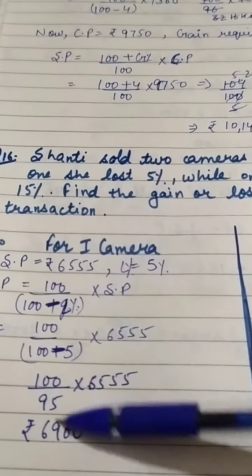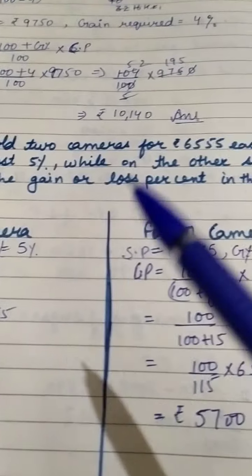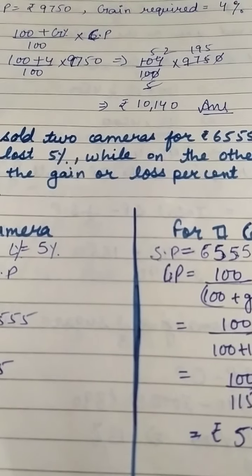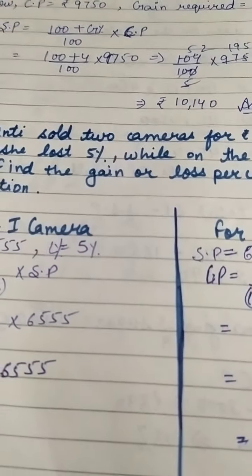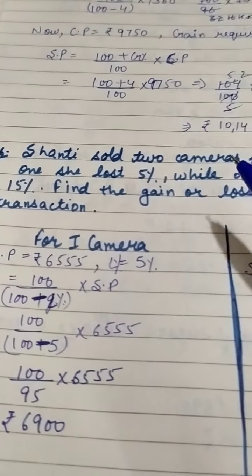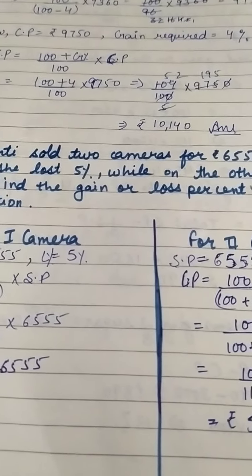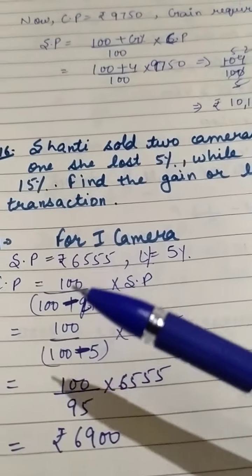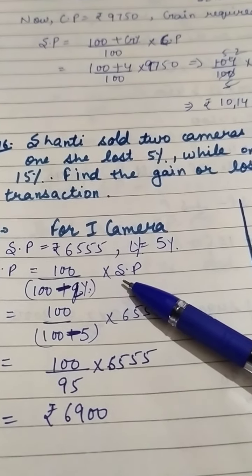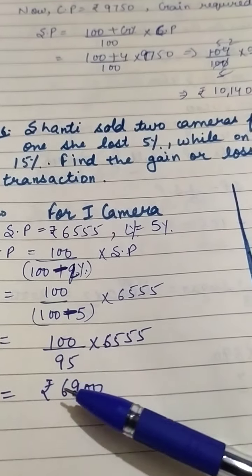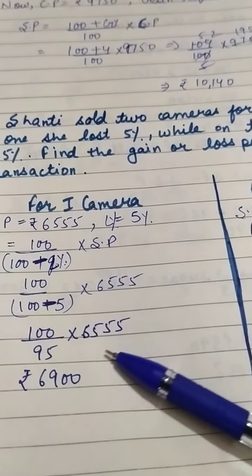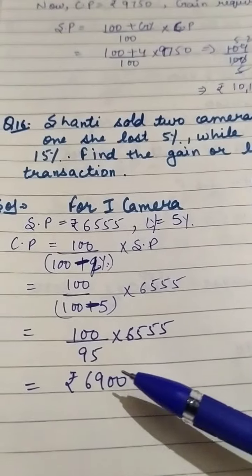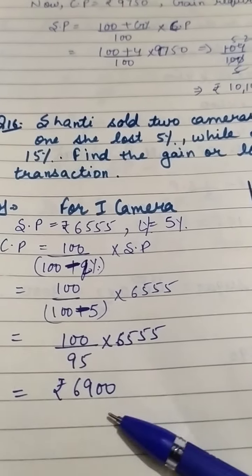So first of all we have to find for the first camera, then for the second camera, then we have to find the total selling price, then the total cost price, and then the gain. So the selling price is this much, 6555, and the loss is 5%. So again put the formula 100 upon 100 minus loss percent into selling price. So it is 100 upon 95 into 6555. Then we have the cost price of the first camera as 6900, meaning she purchased it for that much.